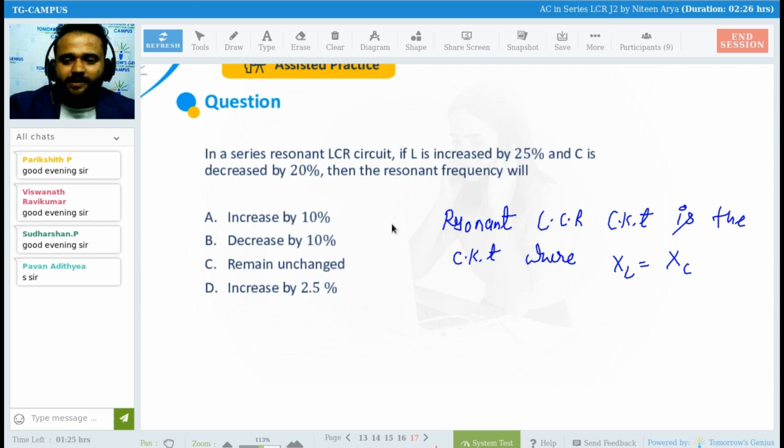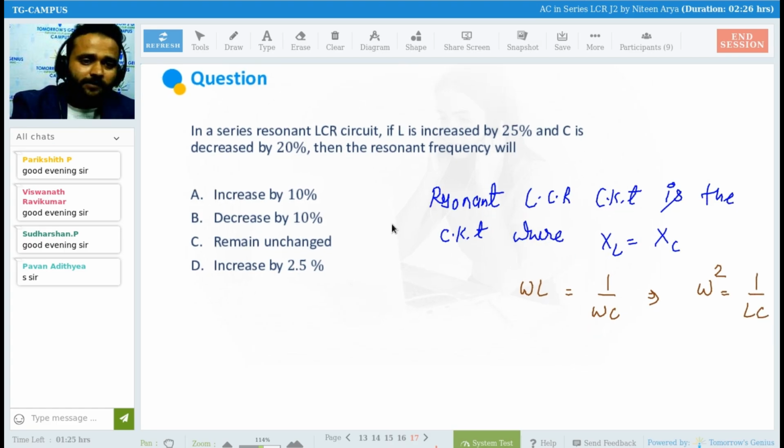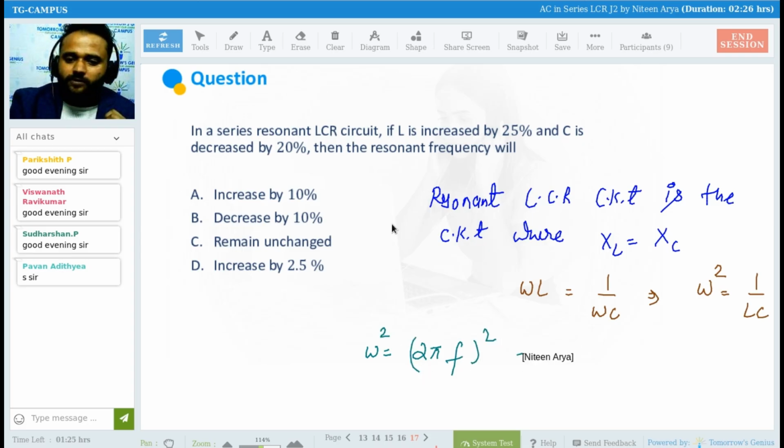Now what is XL? XL is omega L and XC is 1 by omega C. So from here what I can find is omega square equals 1 upon LC. Clear? What is the basic use of that? As we know, omega is what? 2 pi f. Is this clear, everyone? Omega is 2 pi f. So I am taking the square of this, which is 1 upon LC.